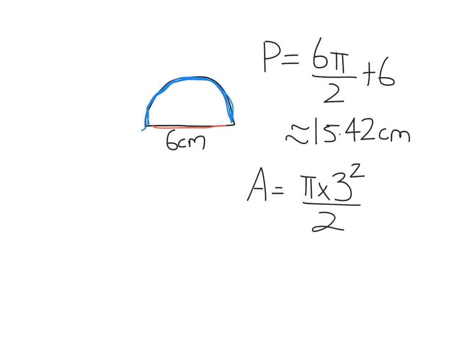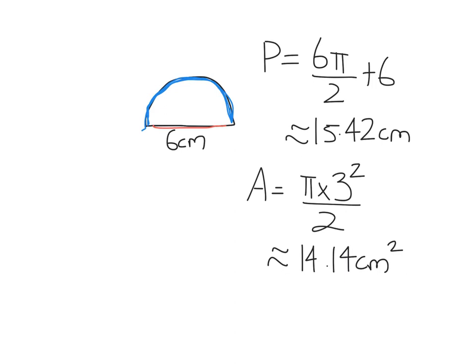Now, when I'm finding the area, I don't need to add the straight edge of 6 because the area is the same whether that edge is there or not. We're not looking at the length around the outside. So the area is just going to be pi times 3 squared divided by 2, and we get about 14.14, and of course this is in square units, all right?